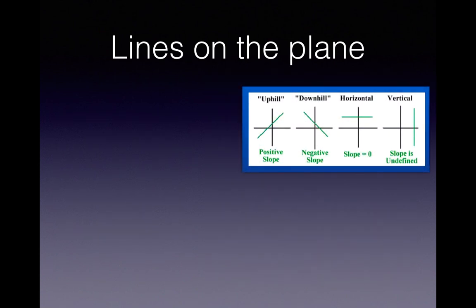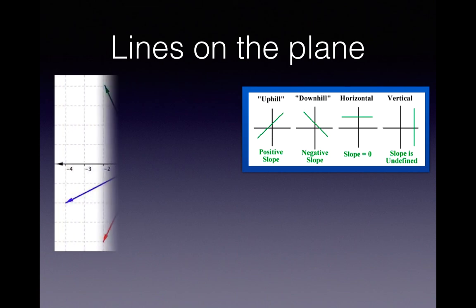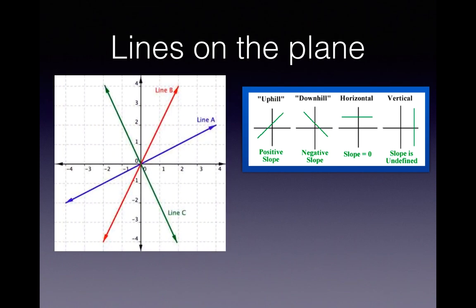So have a look at those. The first one, uphill, positive slope, downhill, negative slope. If it's horizontal, the slope is equal to 0, and a vertical line has a slope that's undefined. And we're not dealing with where that line is on the plane. We're just looking at the direction it travels in. That's all.